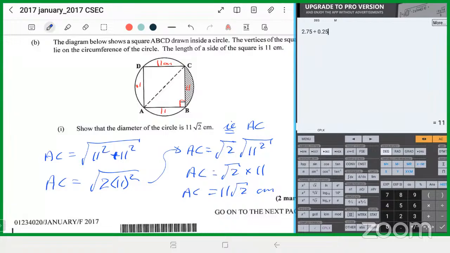I think I did more work than I needed to, but just to show some work. But that is it. That is how you show it. It is AC.